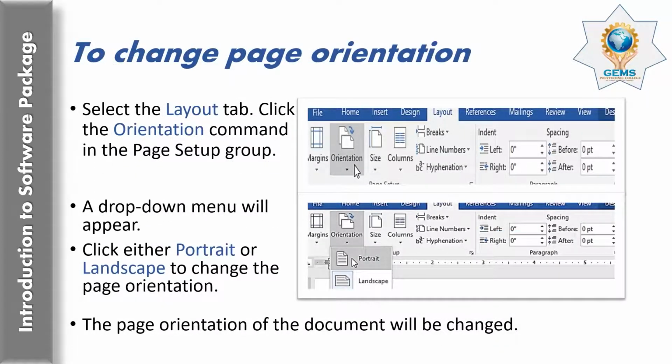To change the page orientation, first you have to select the Layout tab, then click the Orientation command in the Page Setup group. In this first image, it clearly shows how to select the Layout tab and how to click the Orientation command from the Page Setup group. After clicking the Orientation command, the drop-down menu will appear. Click either Portrait or Landscape to change the page orientation. The page orientation of the document will be changed after clicking portrait or landscape.